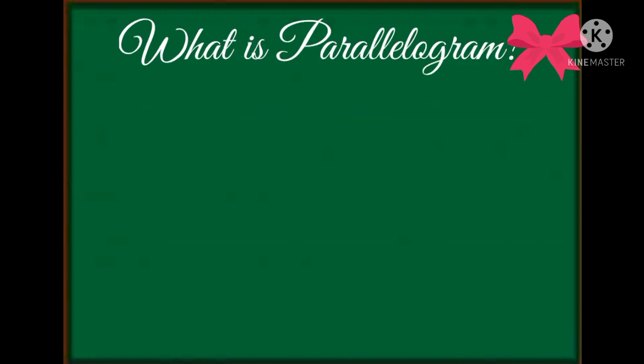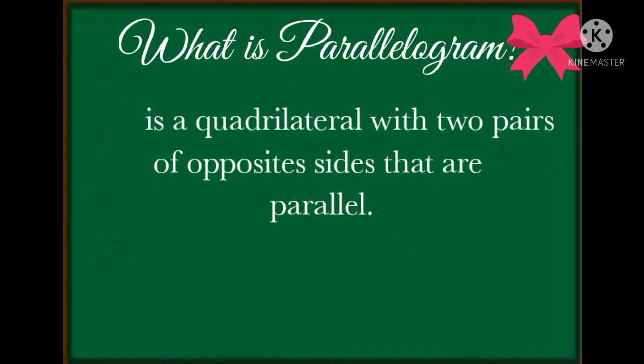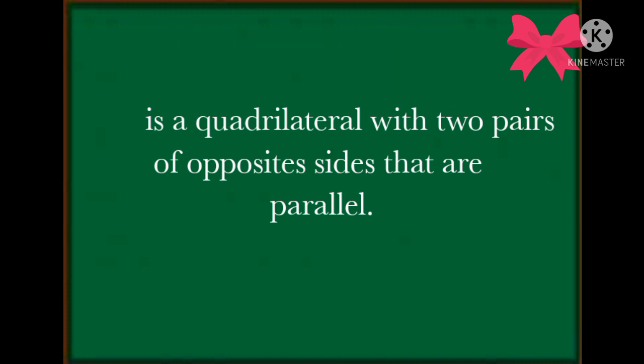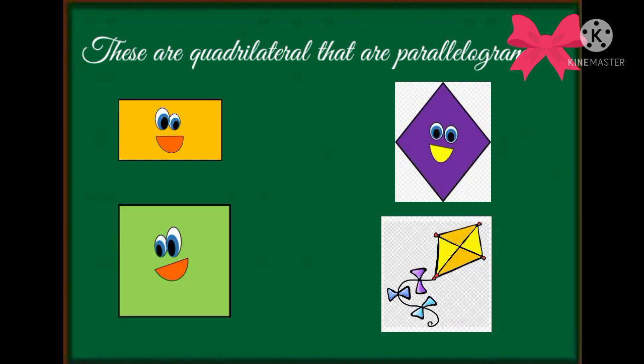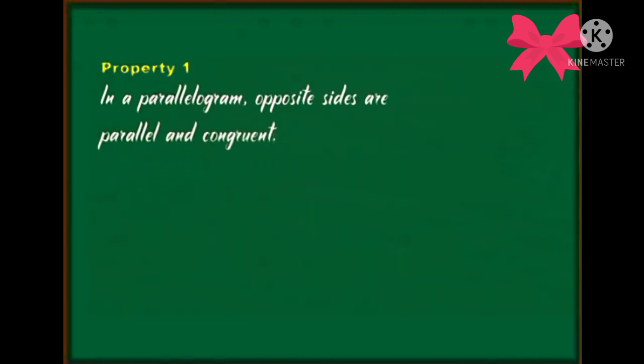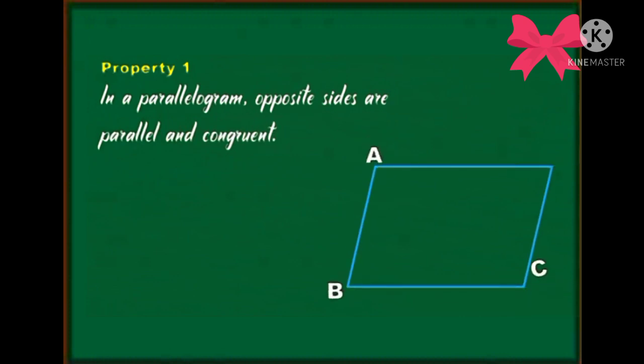What is a parallelogram? A parallelogram is a quadrilateral with two pairs of opposite sides that are parallel. These are quadrilaterals that are parallelogram: rectangle, rhombus, square, and kite. In a parallelogram, opposite sides are parallel and congruent. Opposite means they do not share a common point.